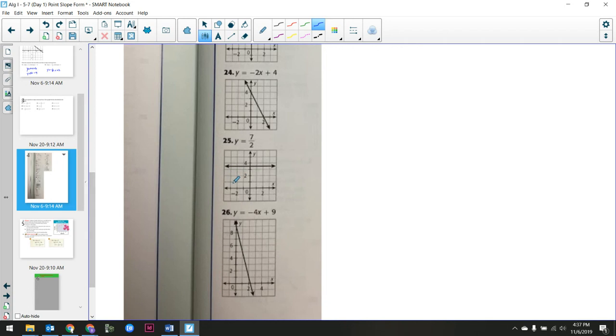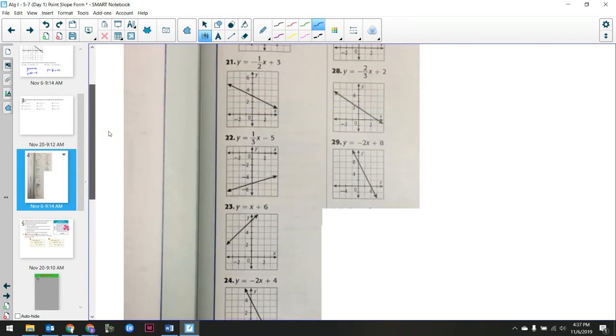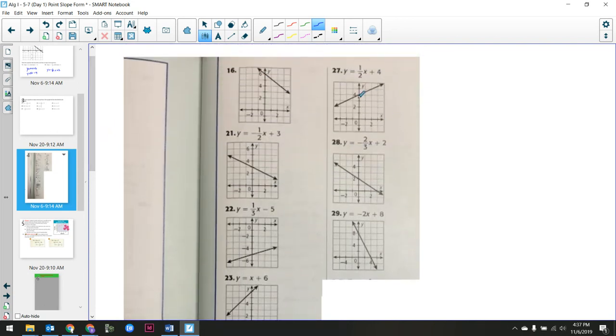Okay, and there's 24, 25, 26. I'll leave that there for a sec so you can pause if you need to. Again, you should be pausing and checking your work. And then here is 27, 28, and 29 up here. Okay, so again, pause and check your work. If you have any questions, ask the person around you. I think you should be fine.